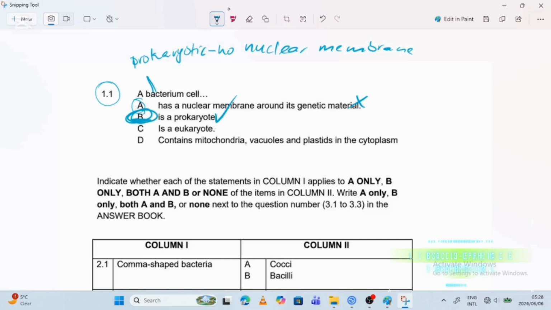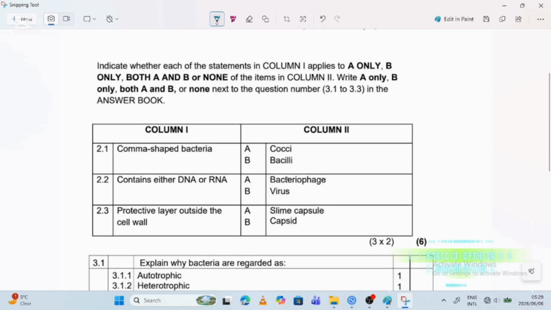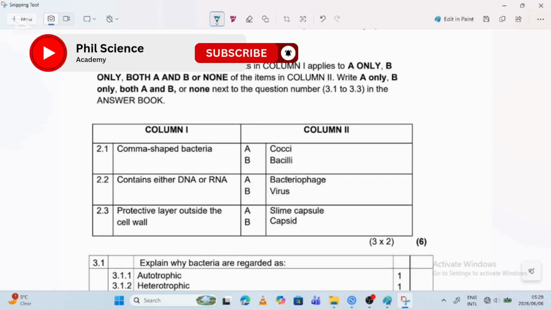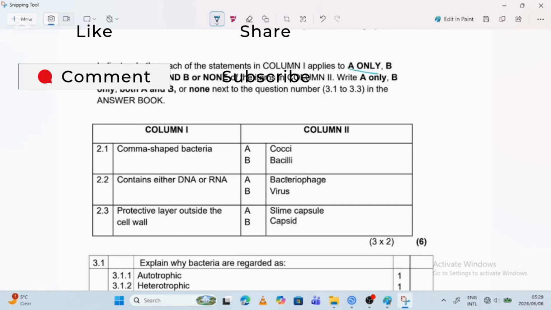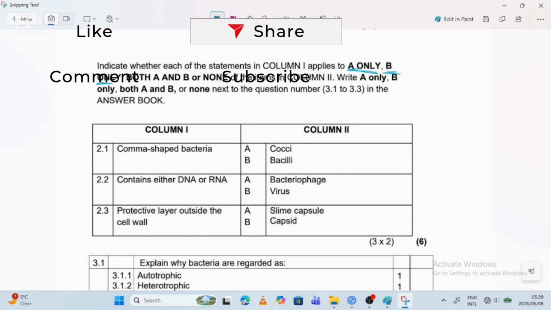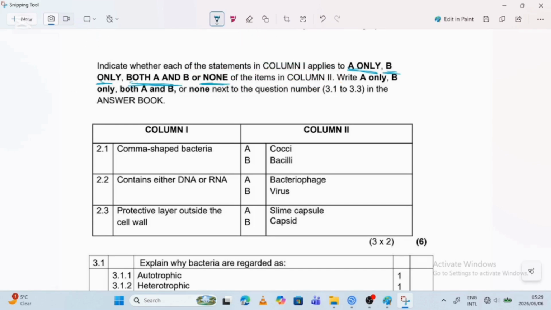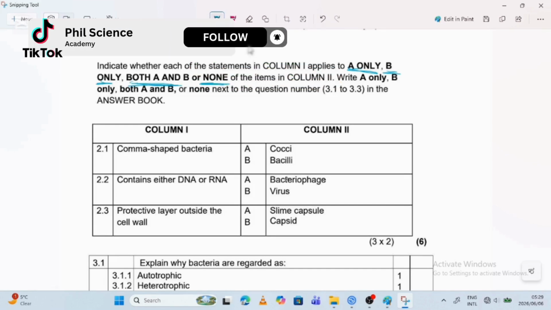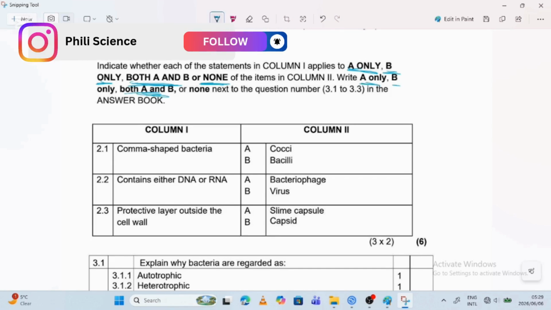Hence we know that eukaryotes are the ones that have a nuclear membrane around genetic materials. Right. Okay, let's look at the second question. In this question, we are supposed to indicate whether each item in column 1 applies to A only, B only, both A and B, or none of the items in column 2. Write A only, B only, both A and B, or none next to the question number.